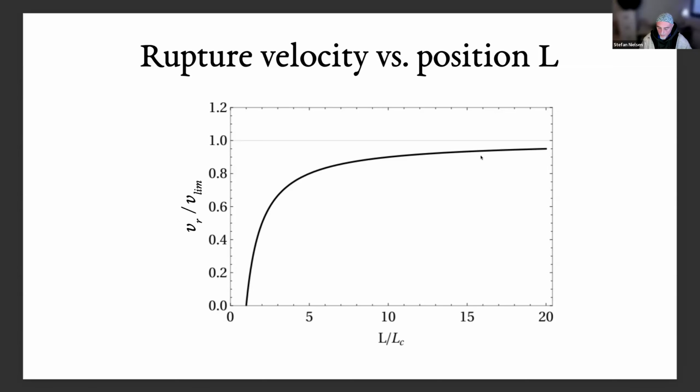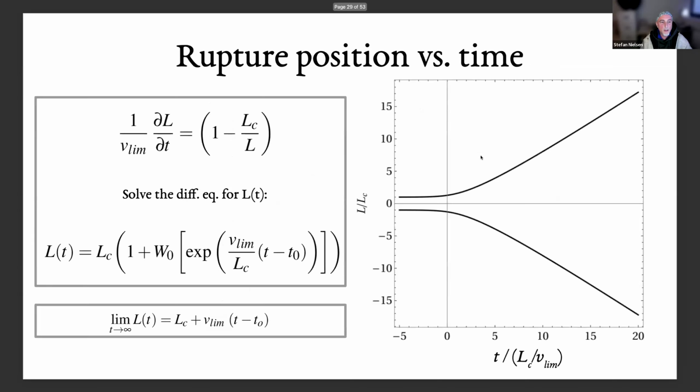Now we can solve this differential equation, and we get something also which is not too complicated. So this is a product log function which has several branches. The first branch is called omega 0, and this is an exponential. And again, here we see that everything scales with the initial length, but we also have a characteristic time that appears, which is LC over Vlim, which is the limiting velocity of the crack. So there's a double scaling here: spatially it's LC and temporally it's LC over Vlim.